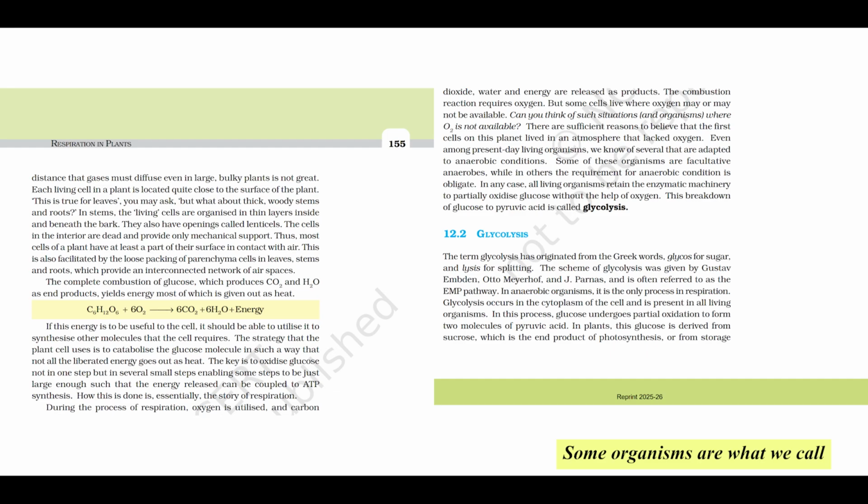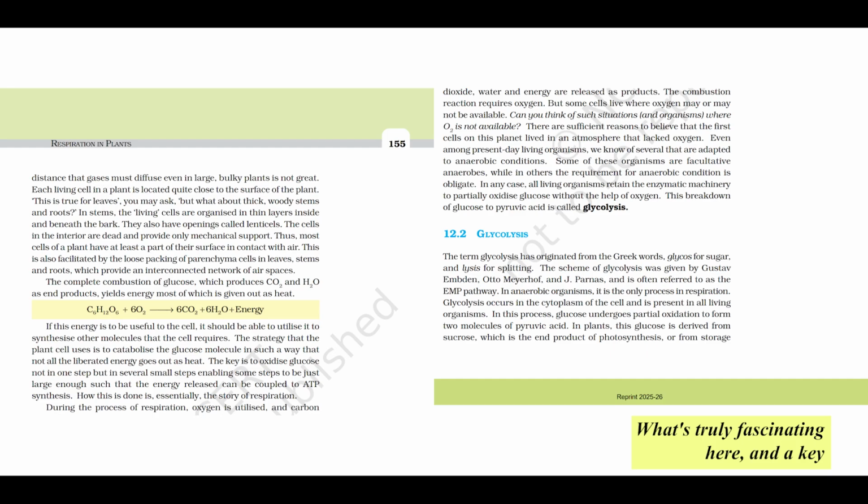Some organisms are what we call facultative anaerobes, a term you should note down. This means they are versatile. They can switch between aerobic respiration when oxygen is present and anaerobic respiration when oxygen is absent or scarce, depending on the environmental conditions. Others are obligate anaerobes, meaning they are strictly required to live in anaerobic conditions, as oxygen is actually toxic or lethal to them.